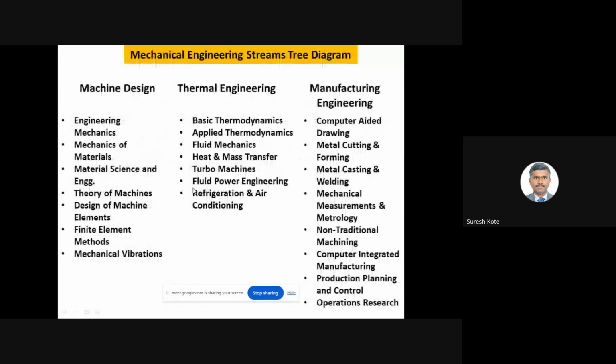So next is the mechanical engineering streams tree diagram. Traditionally, everybody knows this. Machine design: what all the subjects aspirants learn in the UG course, that is basic mechanics. So next is rigid body mechanics, next deformable body mechanics, and such related subjects, finite element methods, mechanical operations.